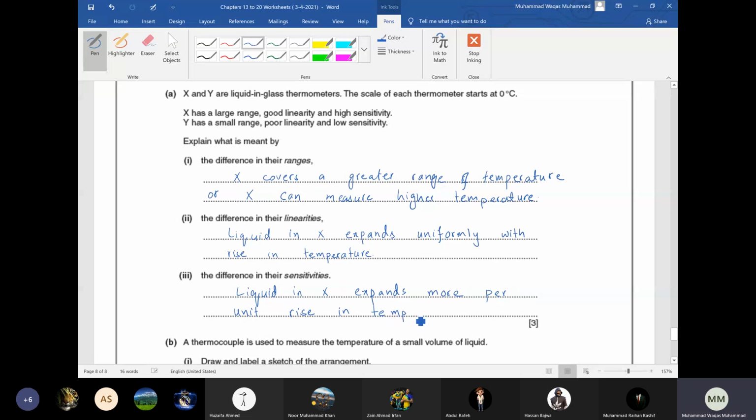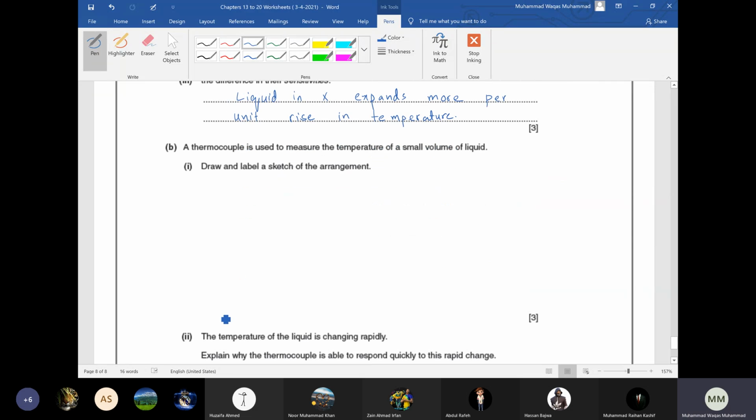Okay, beta. Got it or not? Yes, sir. Got it, sir. The basic concept is the same. You need to understand what you mean by range, linearity, and sensitivity. Then using the same concept, you have to answer. The question is a bit different, a bit twisted, but the concepts are the same. Okay. Next, a thermocouple is used to measure the temperature of a small volume of liquid.